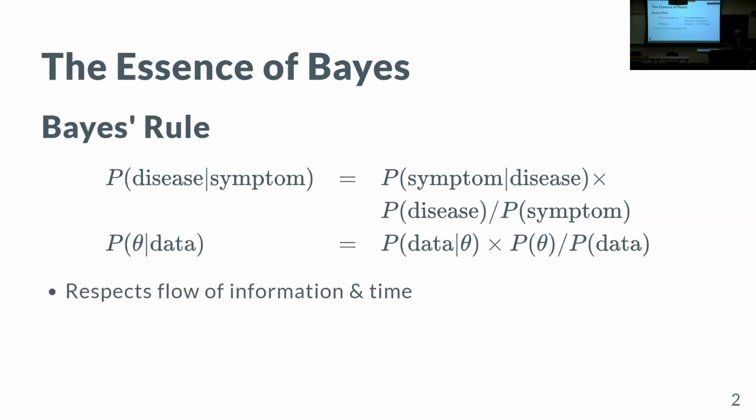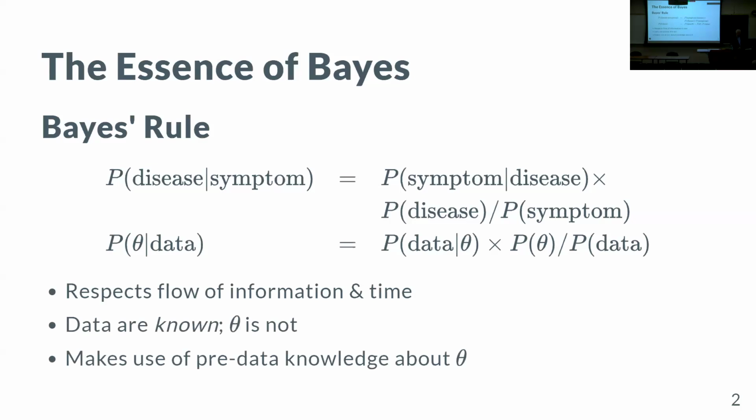So Bayesian methods respect the flow of information and the flow of time. The data are known and theta is not. And this is really the whole deal. You're reasoning from what you know to get to what you don't know. And that is what is drastically different with Bayes. And you can make use of pre-data knowledge.